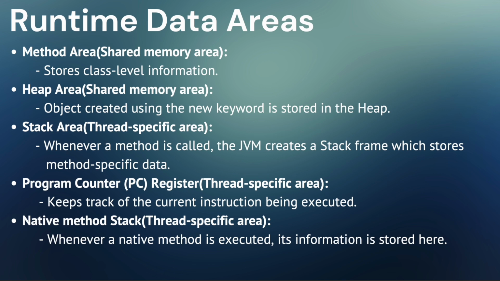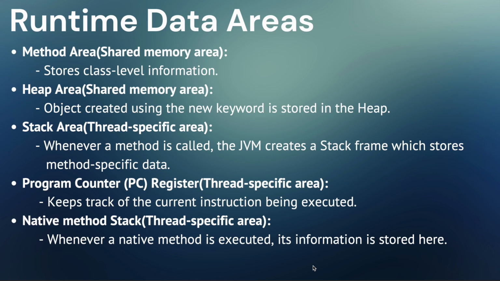Whenever you create an object using the new keyword, that object is stored in the heap. For example, Employee emp = new Employee(). Here, the Employee object is created in the heap, while the reference variable emp is stored in the stack frame of the current method. The heap is also shared across all threads in the JVM, and it is the main area managed by the garbage collector. When objects are no longer reachable by the application, the garbage collector reclaims their memory.